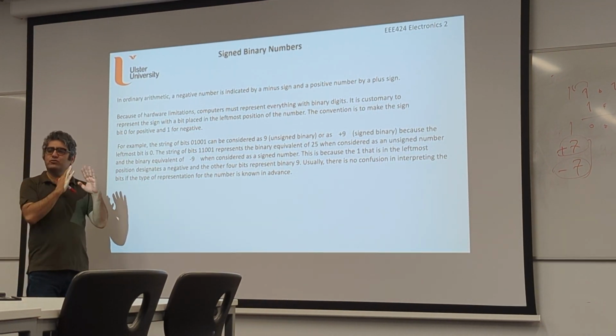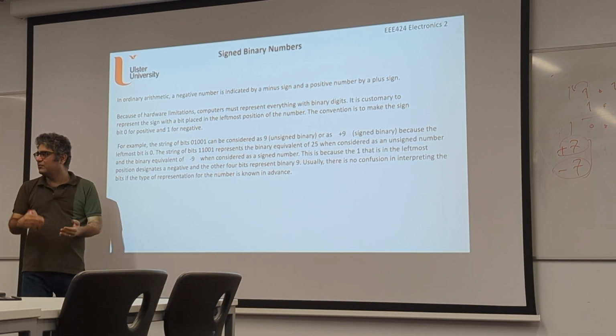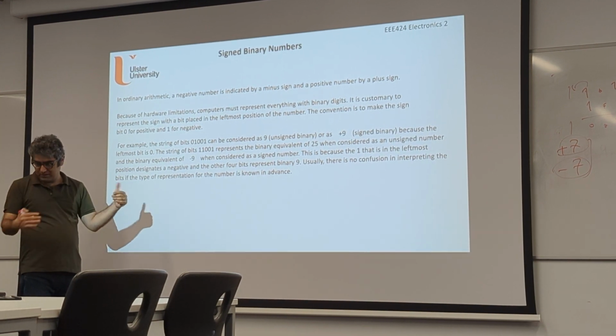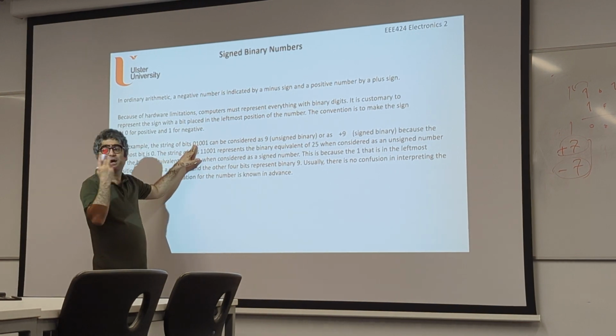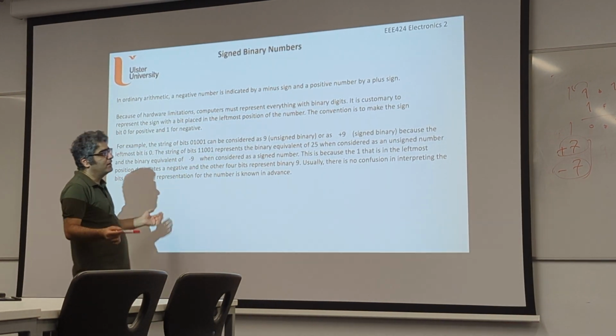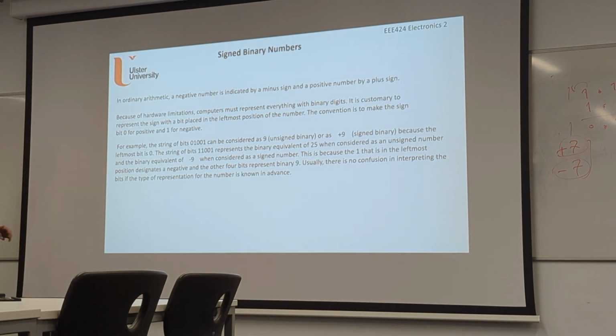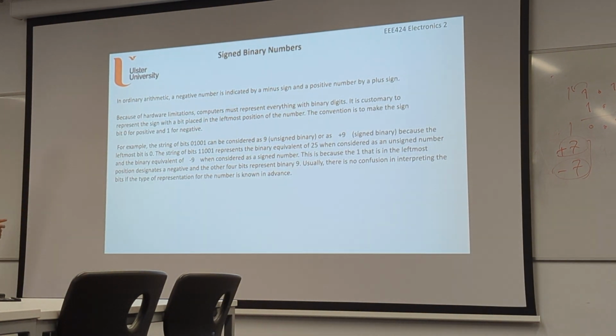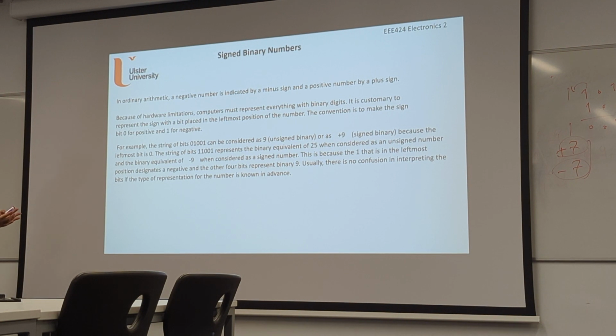Generally, when we don't talk about signs, everything is unsigned. But when we talk about signs, you should be careful. This one would be signed then, okay? So, or as positive 9, because the leftmost bit is 0. The string of 1, 1, 0, 0, 1 represents the binary of 25 when considered as an unsigned number.